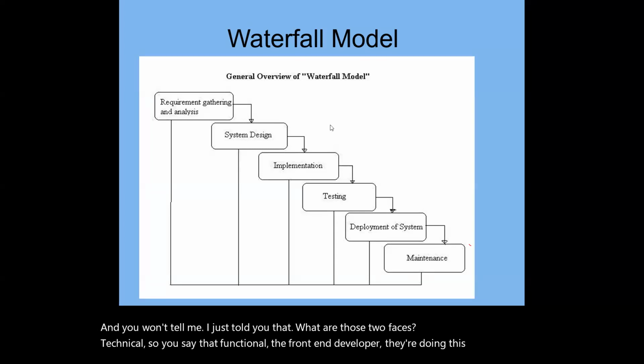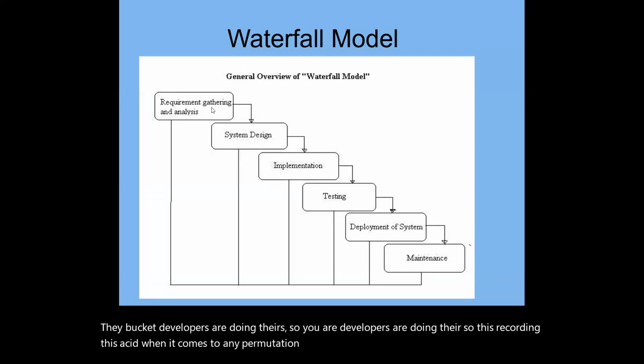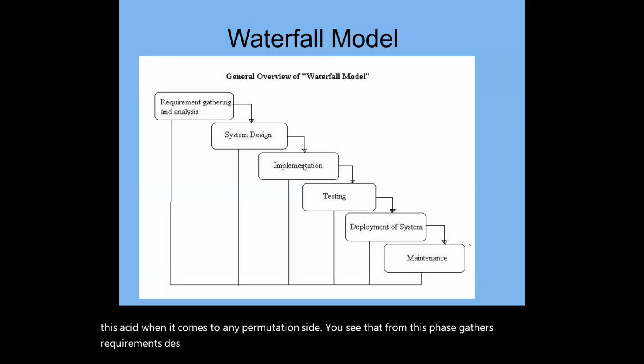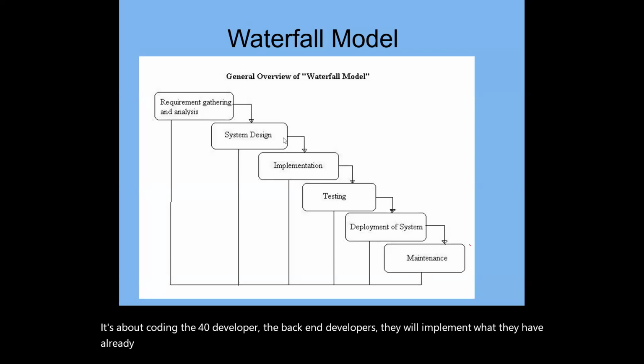So you say that functional, the front-end developers are doing theirs. The back-end developers are doing theirs. So UI developers are doing theirs. So this coding, you start coding all these things when it comes to the implementation side. You see that from this phase, you get those requirements, designing it, then implementing it. It's about coding. The front-end developers and back-end developers will implement what has already been designed.